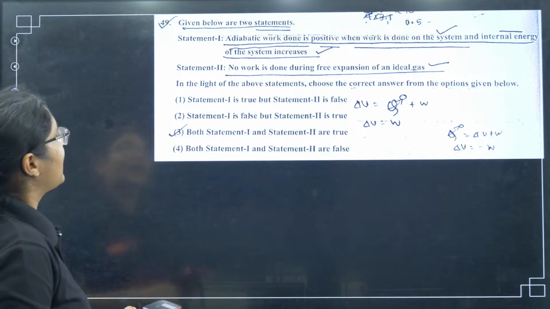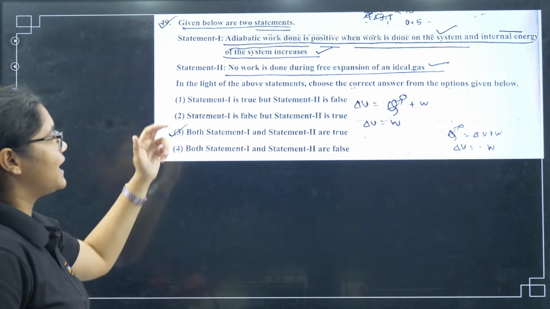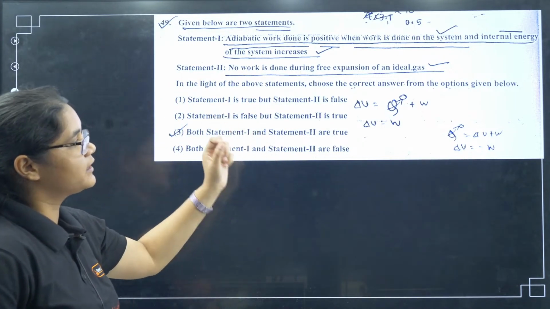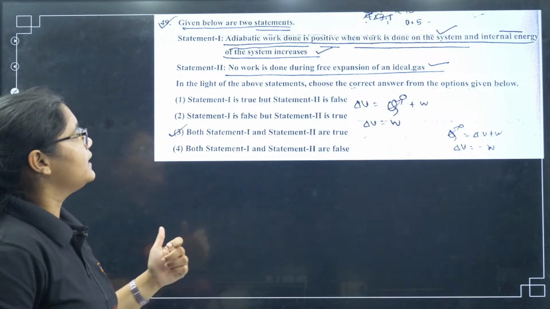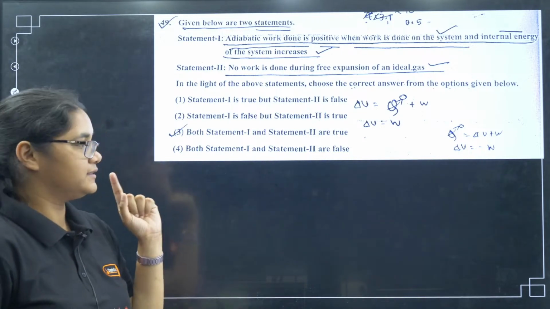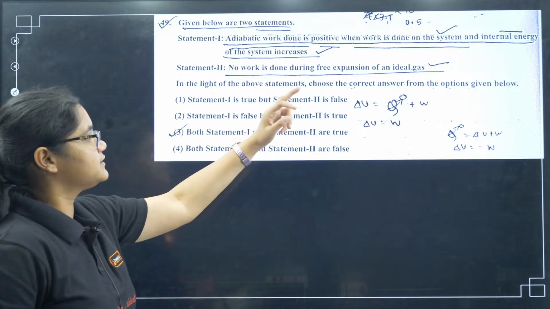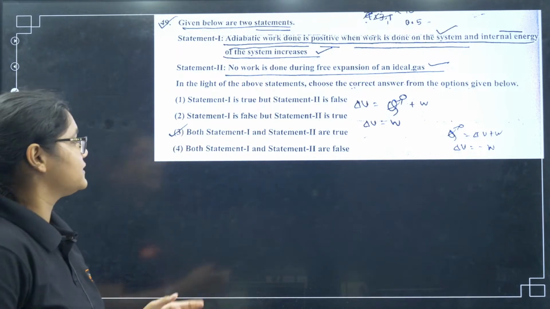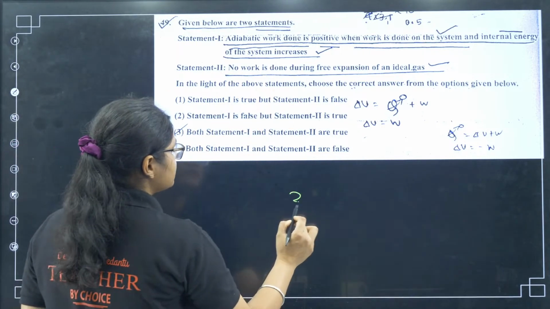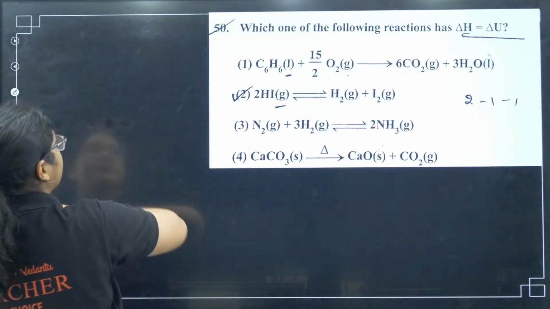Next, given below are 2 statements. Adiabatic work done is positive when work is done on the system, and internal energy of the system increases. Yes, that is the correct statement. No work is done during the expansion of an ideal gas into vacuum. That is also correct. So both are true, so the correct answer is option number 3.